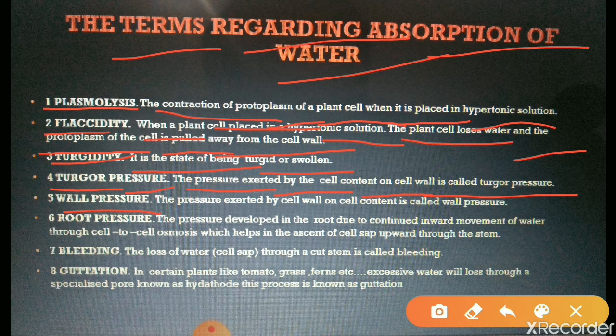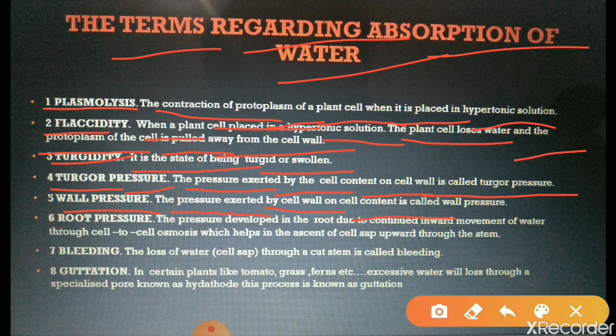Next, wall pressure. The pressure exerted by the cell wall on the cell content we can call wall pressure. In the case of wall pressure, the cell wall is exerting a pressure to where? To the cell content. That means the cell wall is applying a pressure on the cell content. That pressure we call the wall pressure. Turgor pressure means cell content exerting a pressure on the cell wall, but wall pressure means the cell wall exerting a pressure on the cell content.